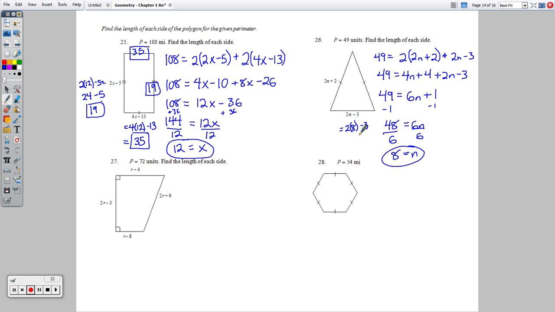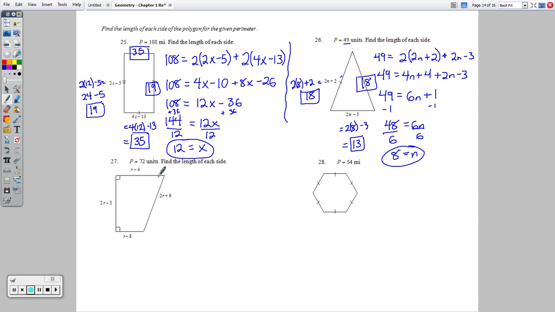2 times 8 minus 3 would be 13. And then over here, you've got 2 times 8 plus 2. That would be 18. So this is 18. That means this side also has to be 18 since they had the same number of tick marks. That's 36 plus 13. That makes 49 like it should.